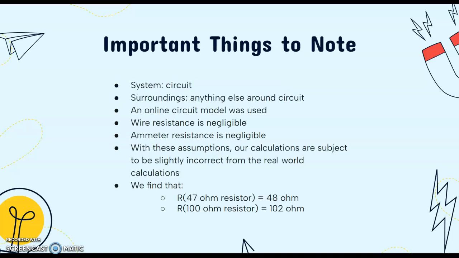Some important things to note for this experiment is that the system is a circuit and its surroundings are anything else that does not pertain to the circuit. We utilize an online circuit model where we can assume that wire resistance is negligible and emitter resistance as well. However, this will become a source of error for us because in real-world calculations, resistance from the wire and emitter is greater than 0. Listed are results from the experiment.